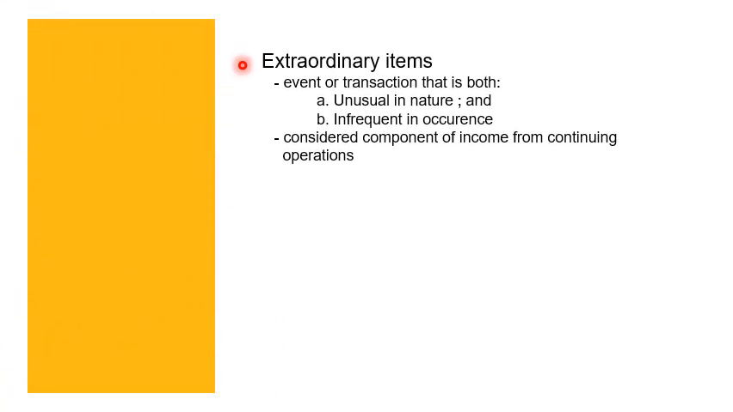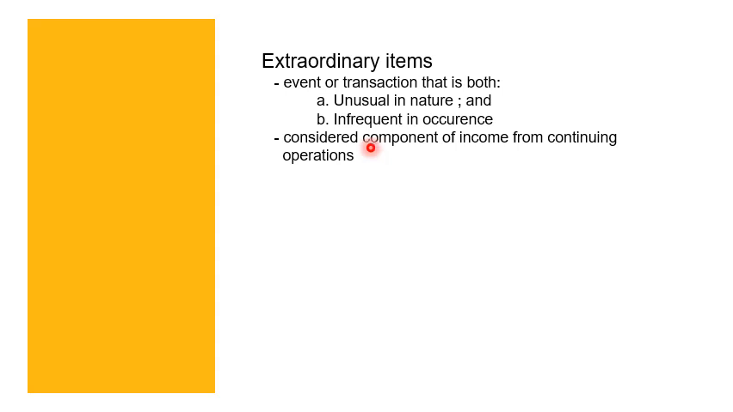Now, what are extraordinary items? These are events or transactions that is both unusual in nature or infrequent in occurrence, considered component of income from continuing operation. So, it doesn't mean extraordinary siya, is kailangan separate na yung presentation niya. No. Considered component of income from continuing operation siya. Pag sinabi natin extraordinary items, yung minsan lang mangyari, okay? So, para siyang tinatawag natin na once in a blue moon mangyari. So, example niya yung kanina, yung casualty loss.